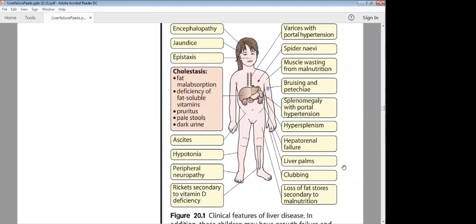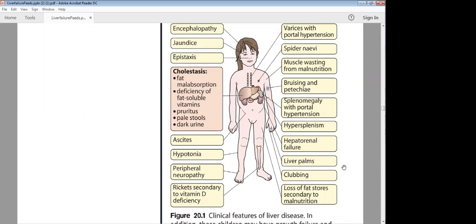Okay, this is from Sunflower, which is the feature of liver disease. You can say encephalopathy, jaundice, epistaxis, cholestasis due to fat malabsorption, and then it can present with deficiency of vitamin K and fat soluble vitamins, pruritus, pale stool, and dark urine. Patient will come with ascites, hypotonia due to encephalopathy, peripheral neuropathy, and rickets due to vitamin deficiency. Okay, and then the other one is the complication of the liver disease.